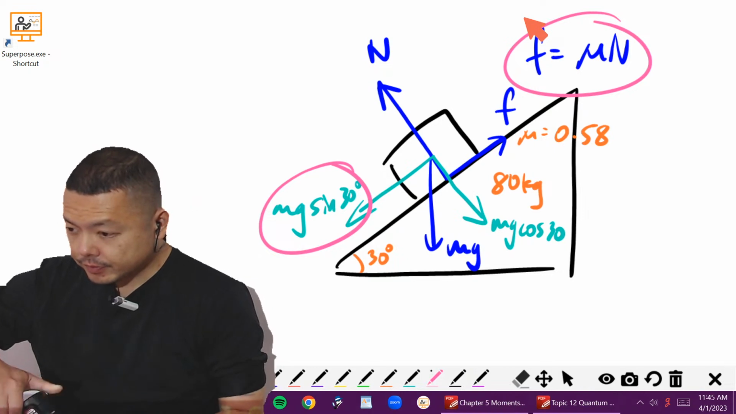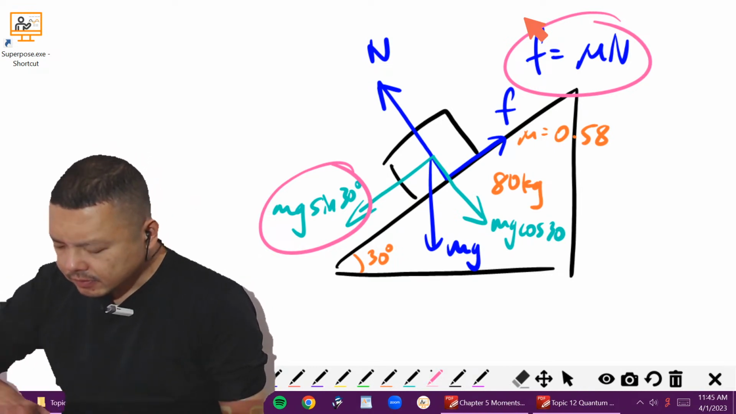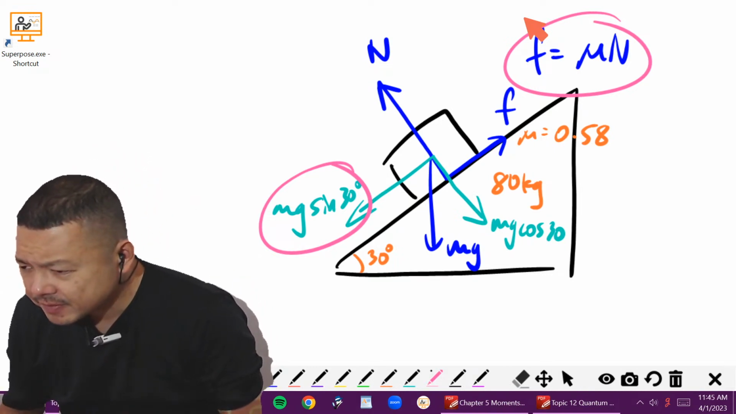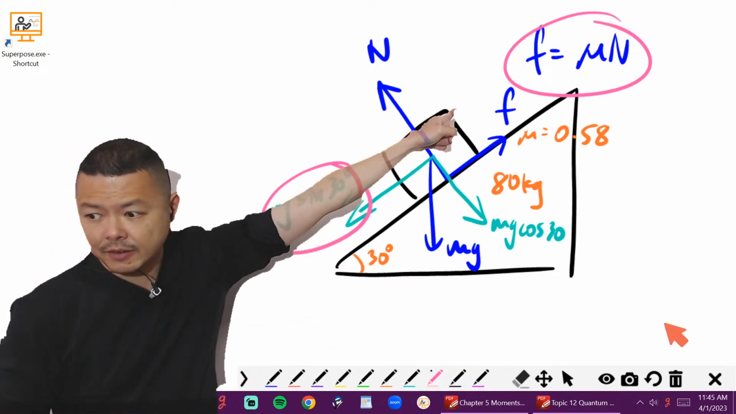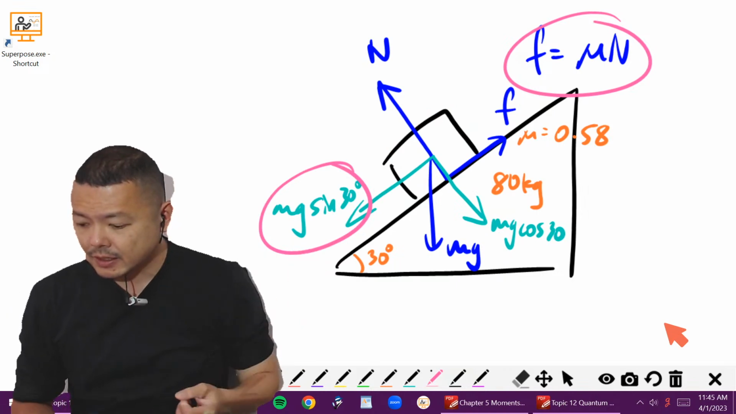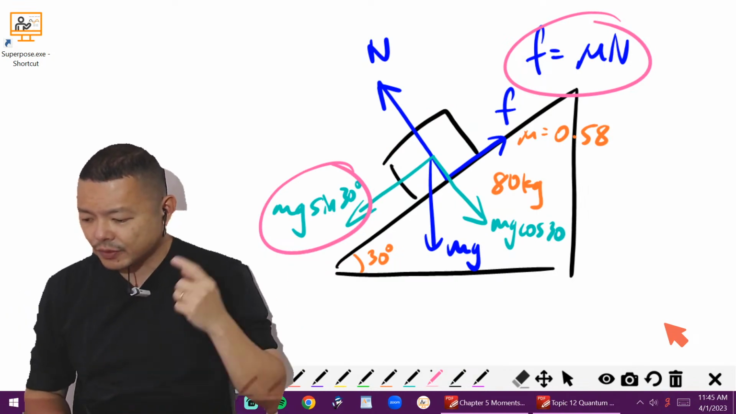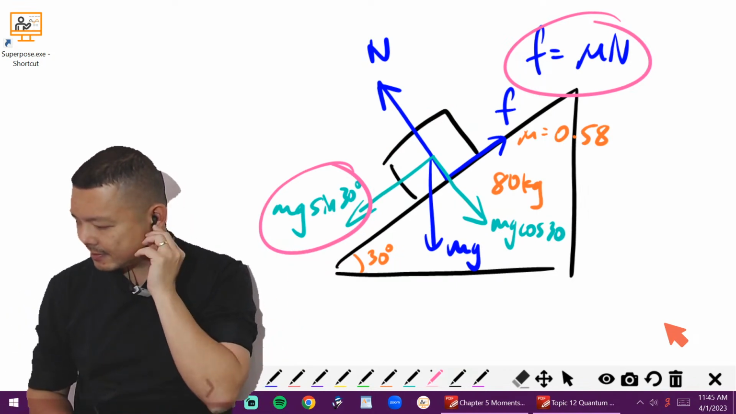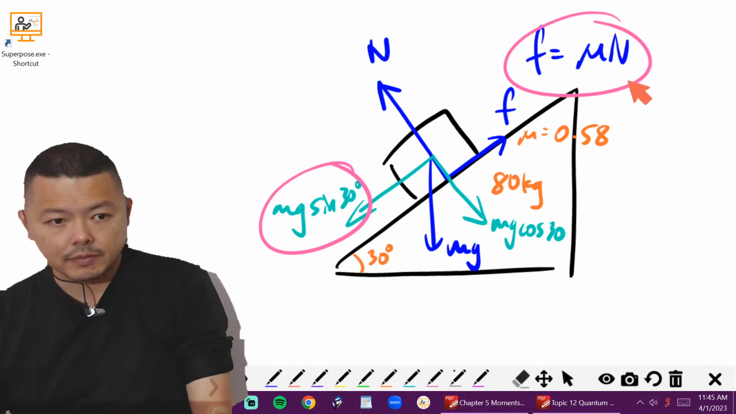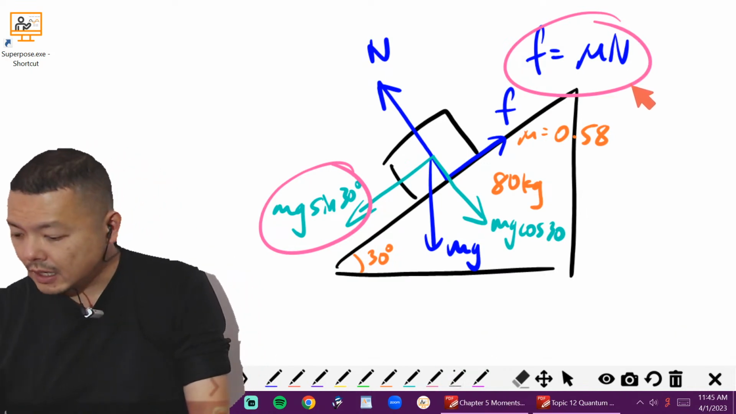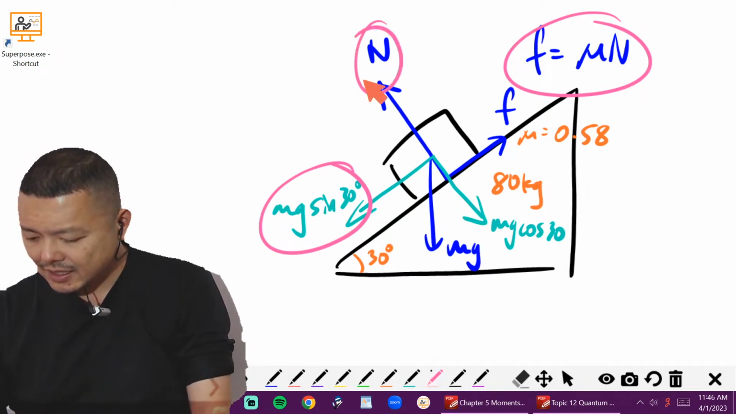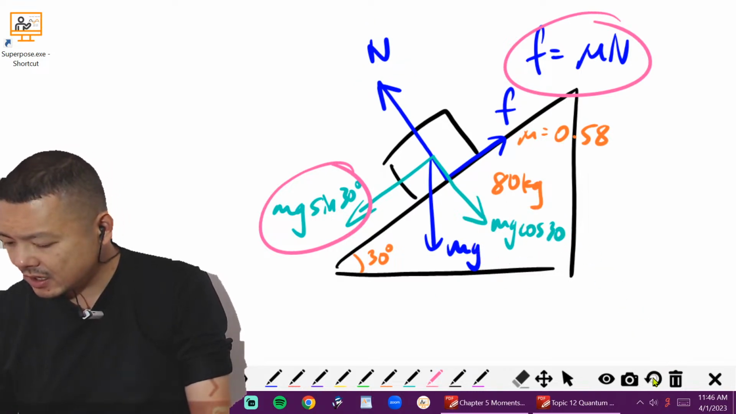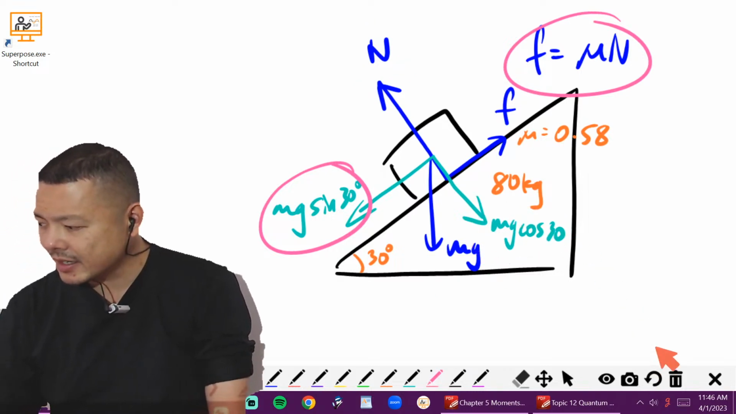I'm asking you to find whether the friction is bigger or this one is bigger. I didn't ask you to find mg cosine 30. I asked you to find the friction. So how much is the friction? It's the same as this one, right? It balances, right?